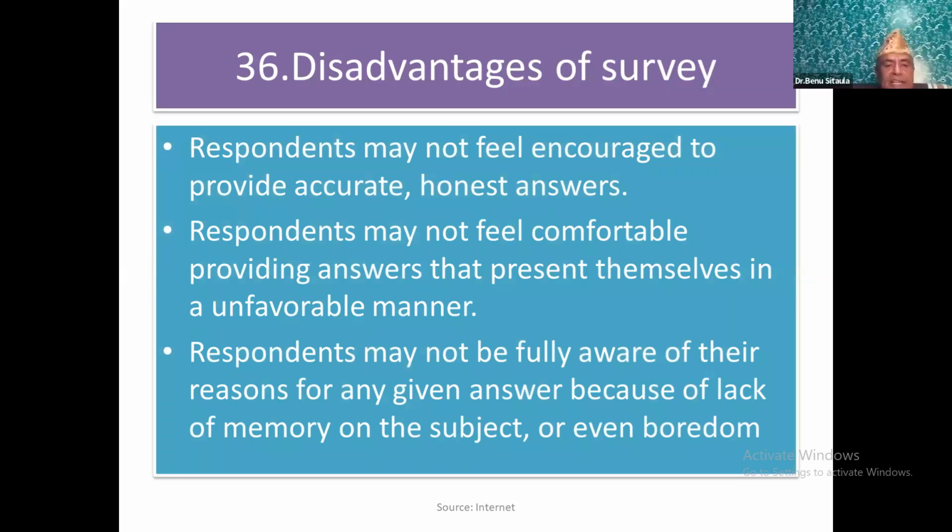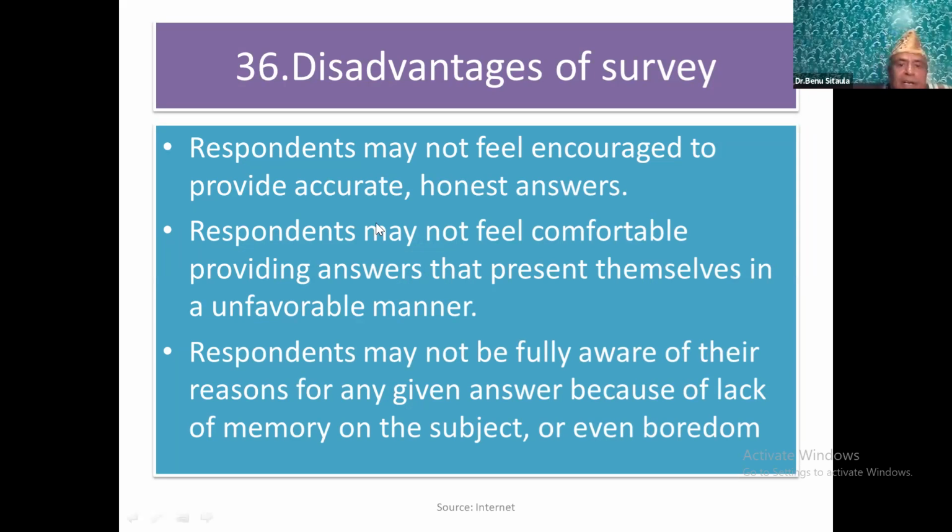There are some disadvantages also. Among the various disadvantages, some of them are: respondents may not feel encouraged to provide accurate, honest answers. Respondents may not feel comfortable providing answers that present themselves in an unfavorable manner. Similarly, respondents may not be fully aware of their response for any given answer because of lack of motivation, lack of memory of the subject, and boredom.